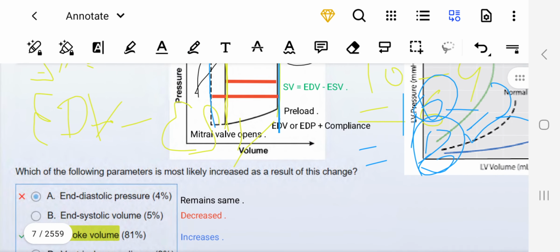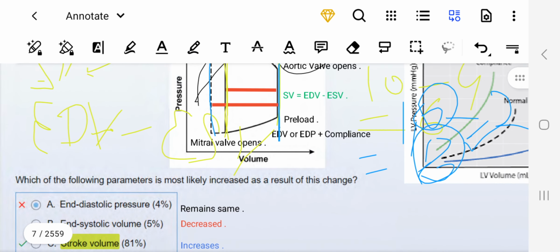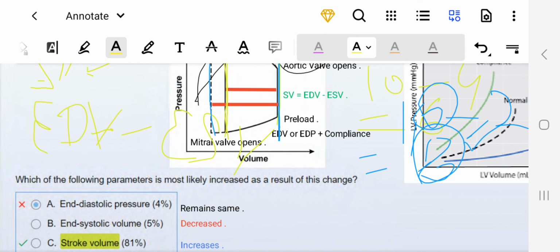So in the question they're asking which of the following is most likely increased. So stroke volume is increased. If we look at the other options, let me remove these things.